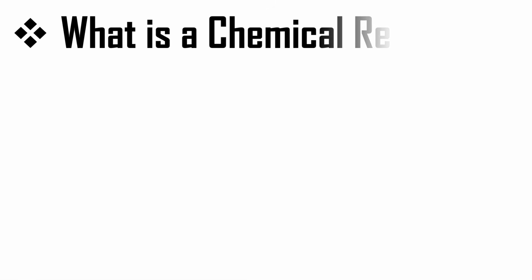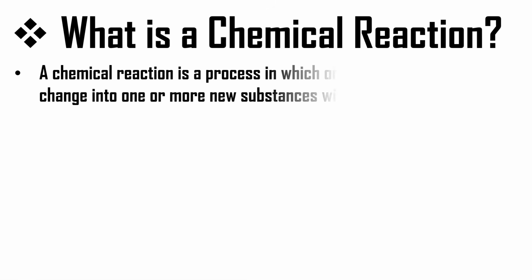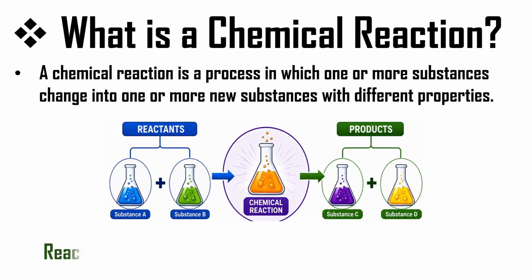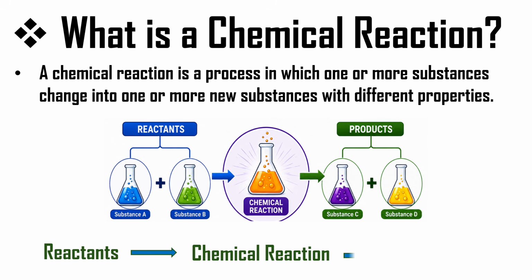Now, let's define the term chemical reaction. A chemical reaction is a process in which one or more substances known as reactants are converted into one or more new substances called products having different properties.